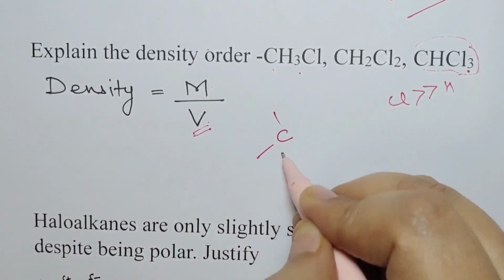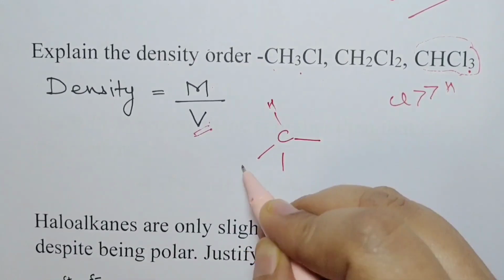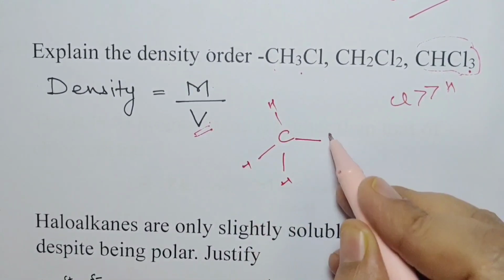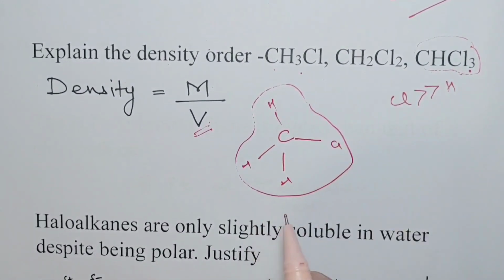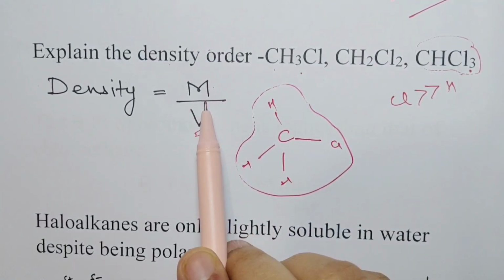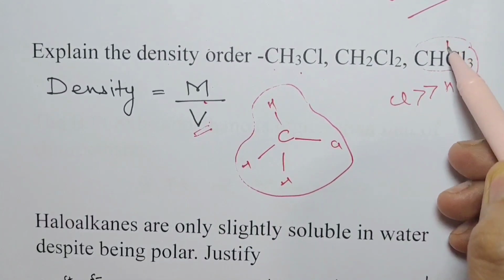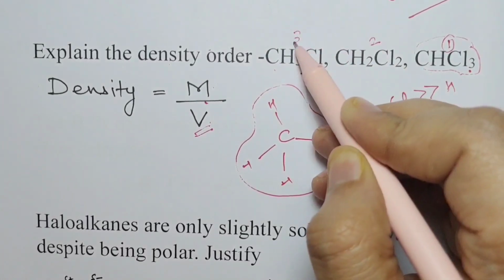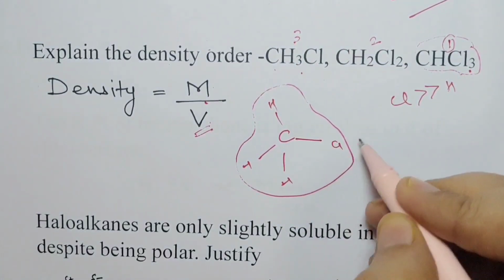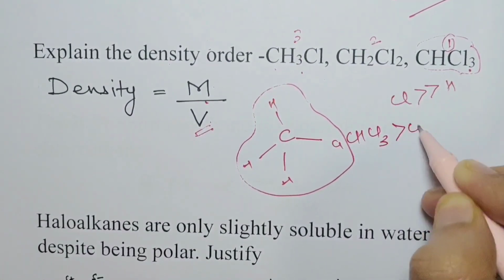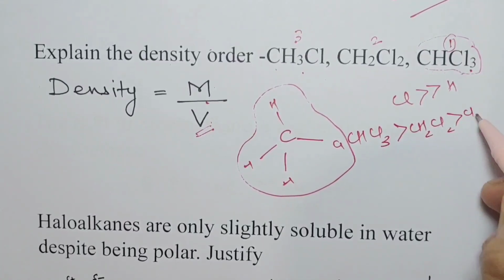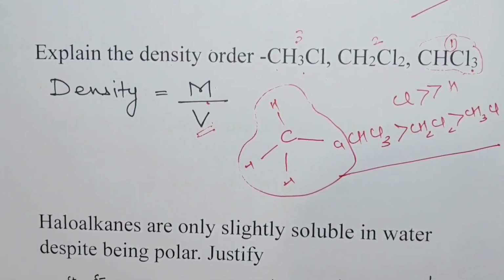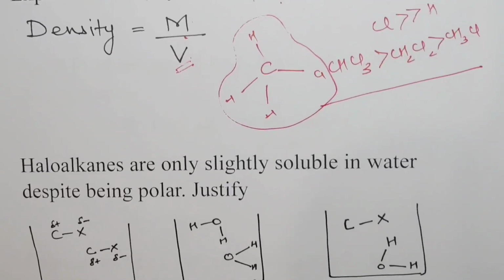Volume is going to be more or less the same because they all have tetrahedral shape and only one carbon atom. So volume is more or less the same. It's the mass that changes drastically. And mass is much more for this, and then this. So the order of density would be CHCl3 highest, followed by CH2Cl2, and then last would be CH3Cl. Okay, moving on to the next question.